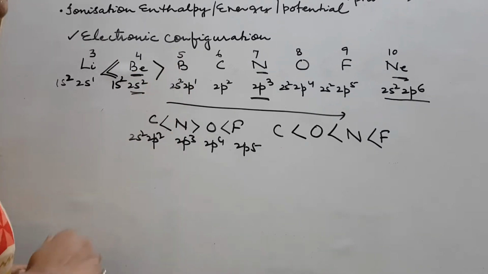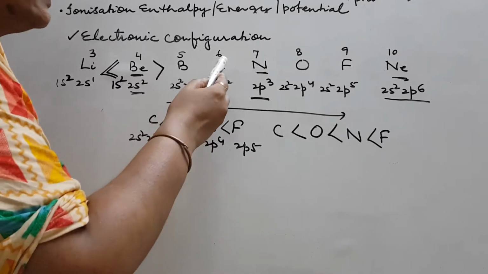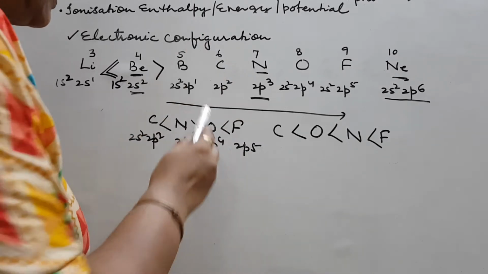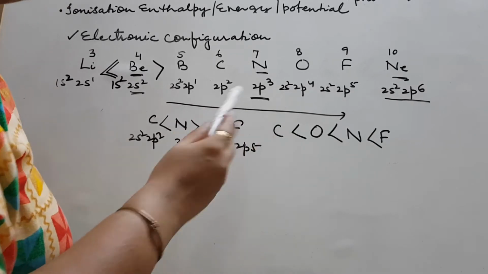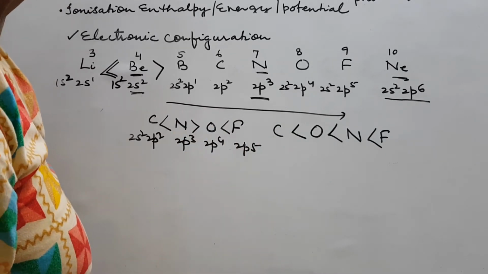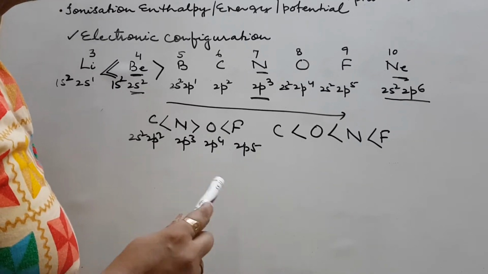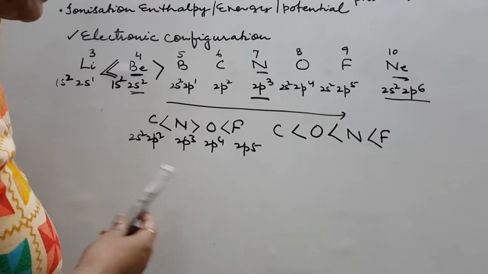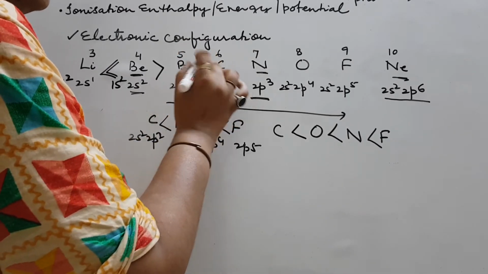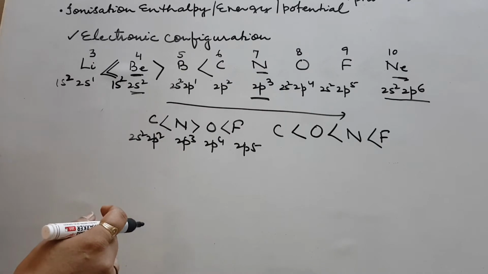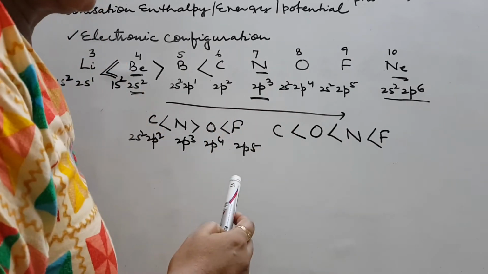Then come to boron and carbon. You see carbon is smaller in size, and with p1 and p2 we do not have any case of half filled or fully filled orbitals which provide stability. So only one factor comes into consideration, and that is size. So carbon, being smaller in size, will have a high value of IE. And it's there.